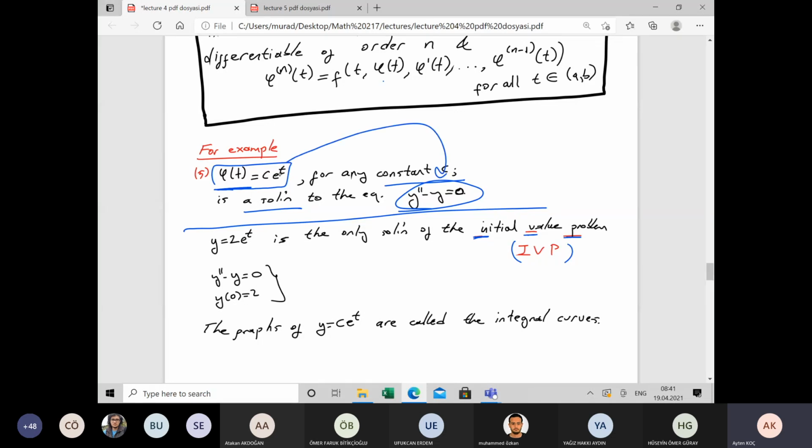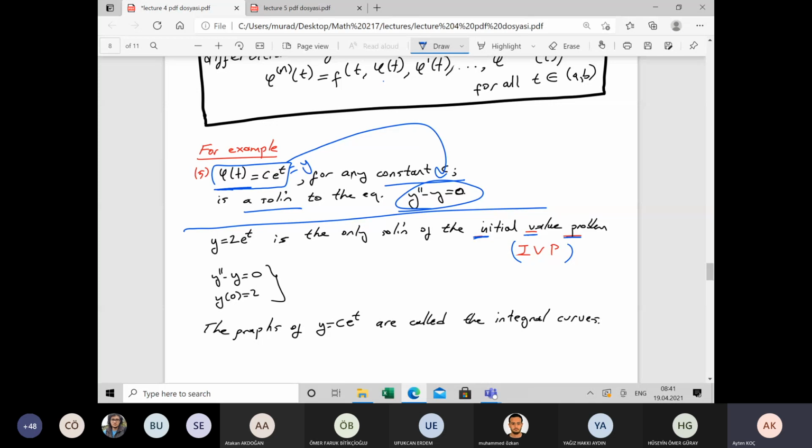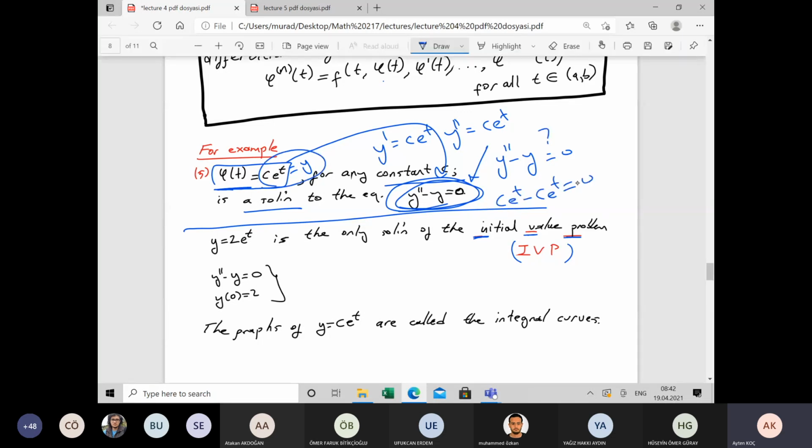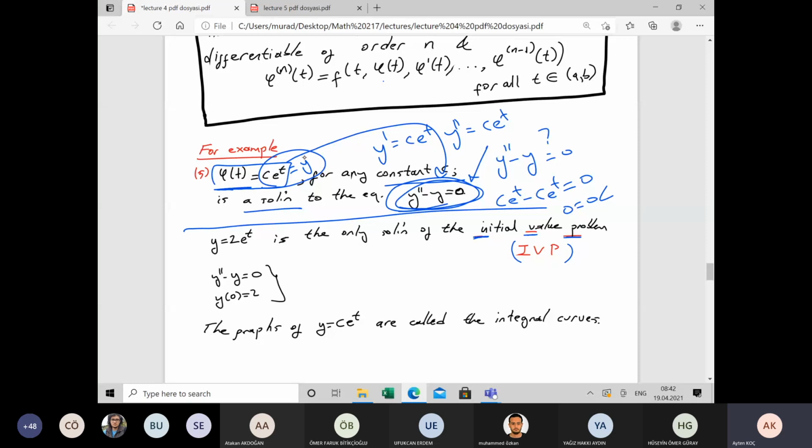For example, y is this one. Compute y prime: y prime is c e to the t. Y double prime is c e to the t. Our aim is to check that y double prime minus y is 0. Substitute y is phi of t: c e to the t minus c e to the t is 0. Yes, 0 equals 0. So y equals c e to the t is a solution of our differential equation.